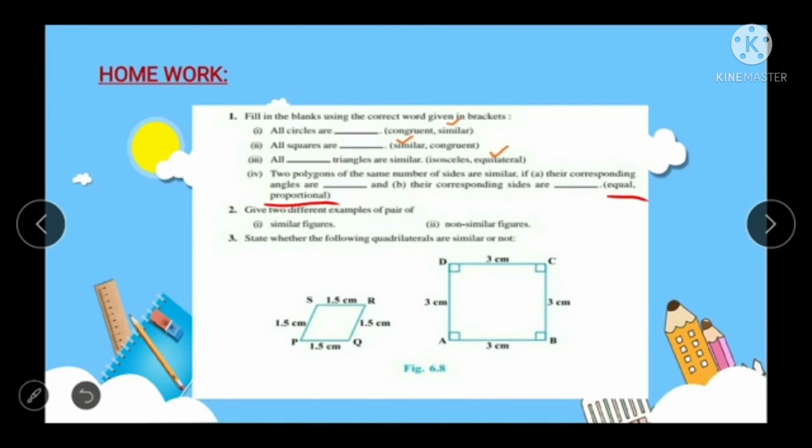Students, I think the similarity concept is now clear to you. You are ready for doing the other theorems of this chapter.